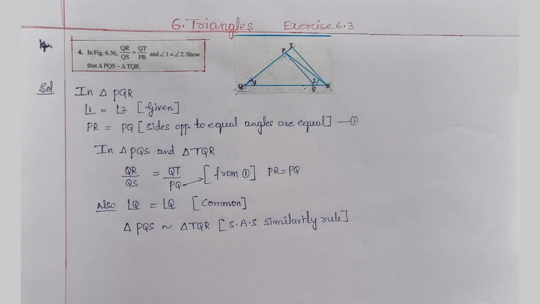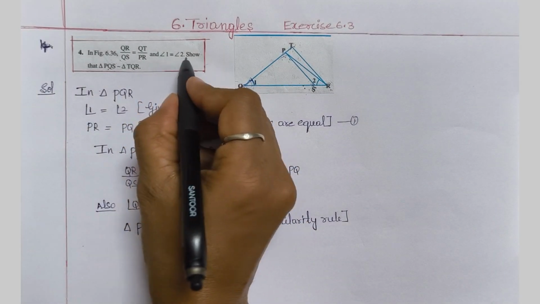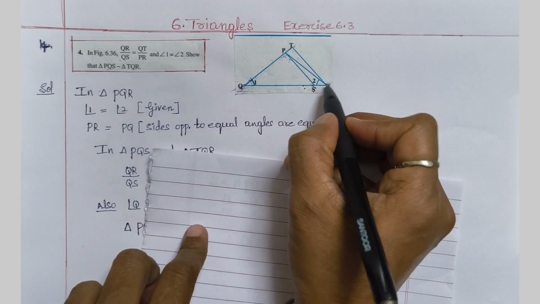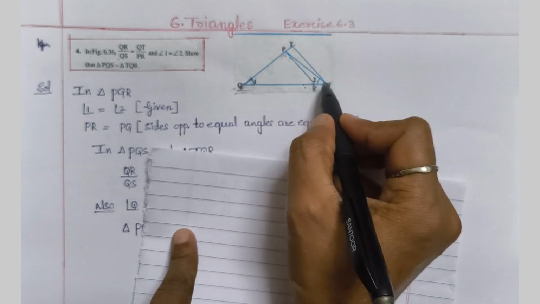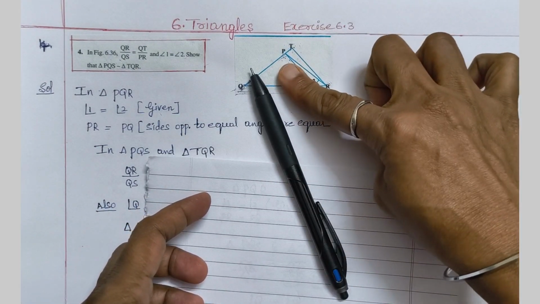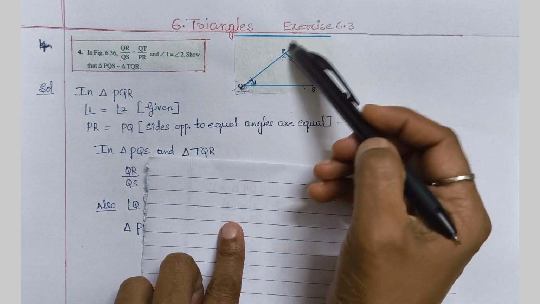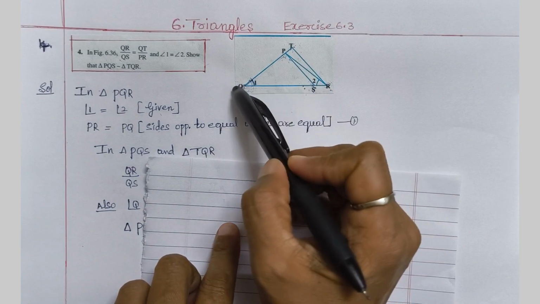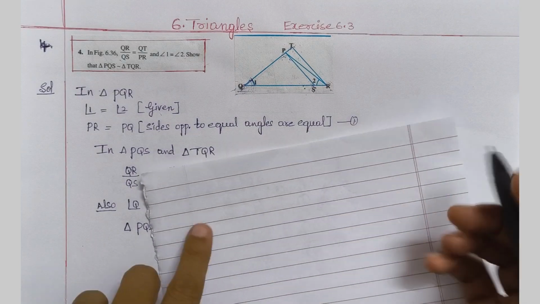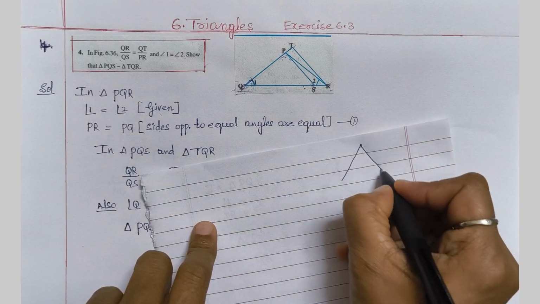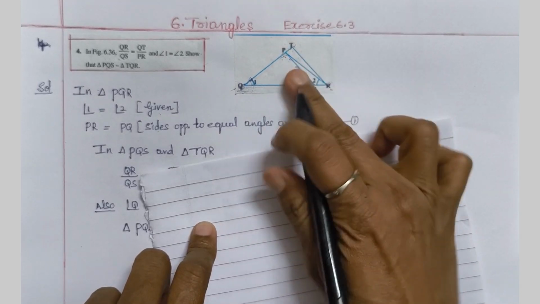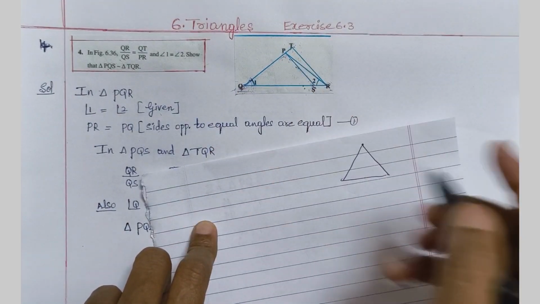First, proving: we will use angle 1 is equal to angle 2. Which triangle has angle 1 and angle 2? Triangle PQR. You can leave this line, the PS line, for a second. In triangle PQR, angle 1 is there, angle 2 is there. So now we will take only triangle PQR.